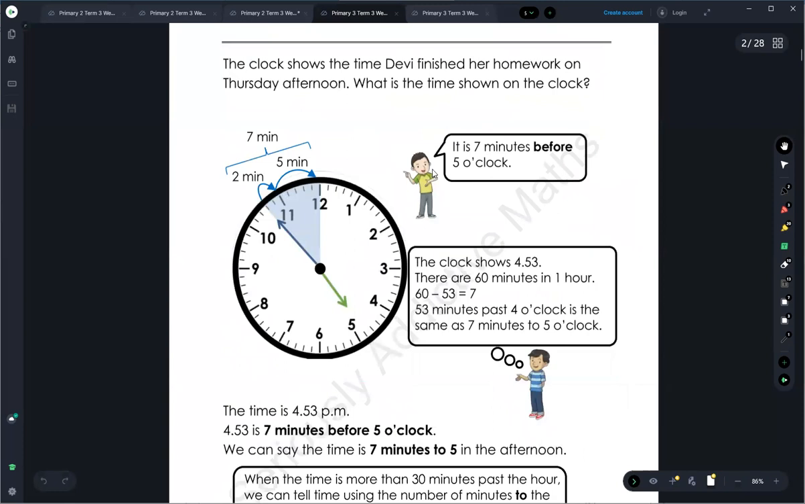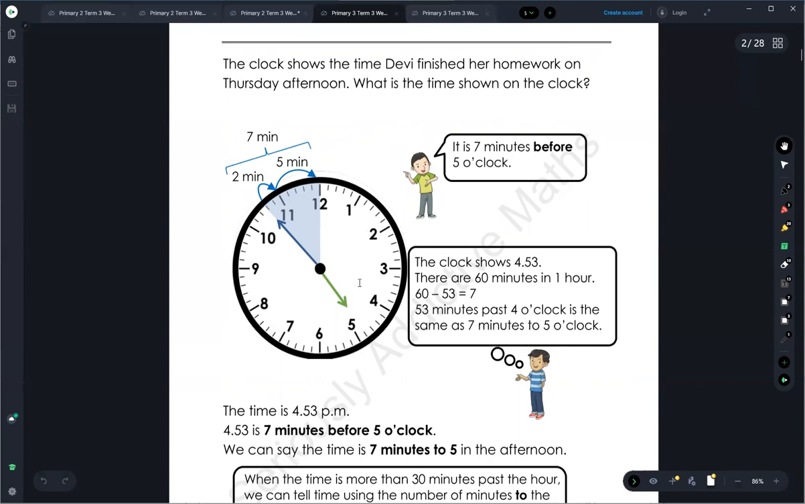And then we move on to before. So before goes with to as well. So the way of reading it is, if you just read the time exactly, it is 4:53. And if we want to read it as to the hour, you can take 60 minus 53, that would give you 7. So you can see it as 7 minutes to 5.